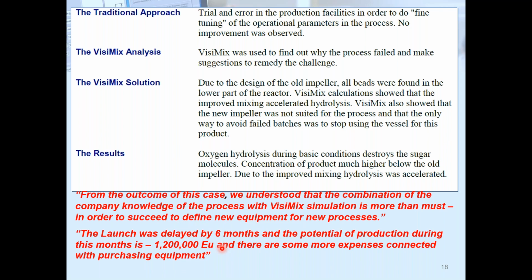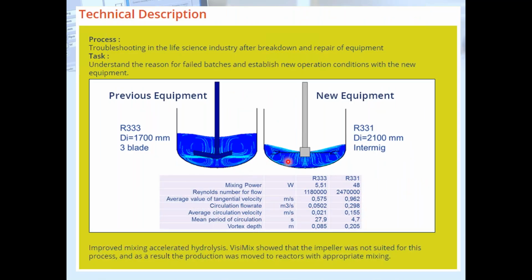This company came to the conclusion that they needed a coordination of all this knowledge, and they lost 6 months and $1.2 million because the design was not good enough, so they needed to design again. So this is an idea about what is good mixing. Not always homogeneity will be good. It depends on the process.